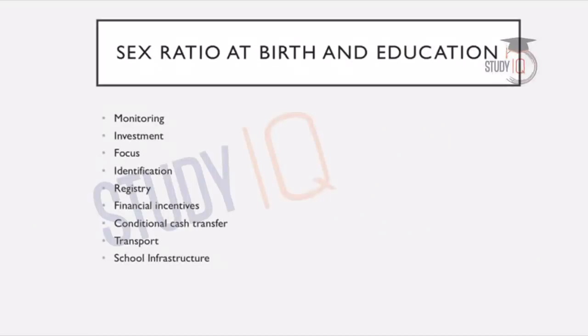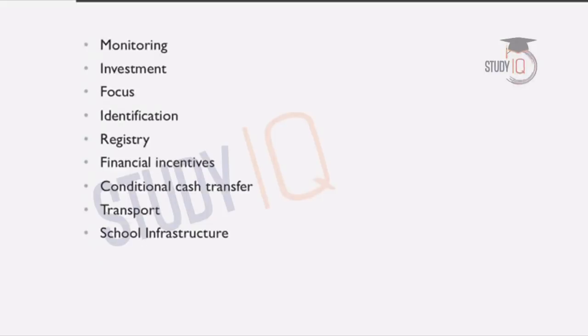Now let us understand what has to be done in order to improve sex ratio at birth and education. First, the states need to strengthen the monitoring of the Preconception and Prenatal Diagnostic Techniques Act. This act was brought in the year 1994, and the objective of the act was to ensure nobody undertakes sex selective abortions, in order to bring down the number of sex selective abortions. So a stringent implementation of the Preconception and Prenatal Diagnostic Techniques Act is very important. This will bring down the number of sex selective abortions.